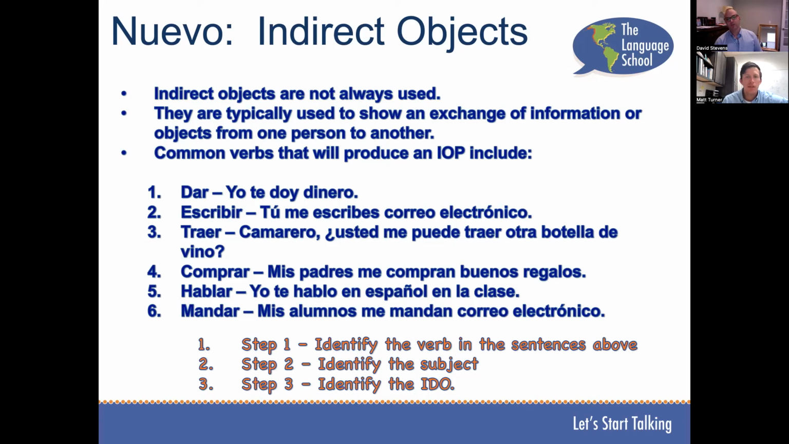Yo te doy dinero. Right. You practically have to use an indirect object with that verb. It would be very odd to say, I give, I give money. I feel like I'm really missing something there. Who are you giving the money to? Why do I care? Another one like that is escribir. Can you read this example? Tú me escribes correo electrónico. So you write me email.